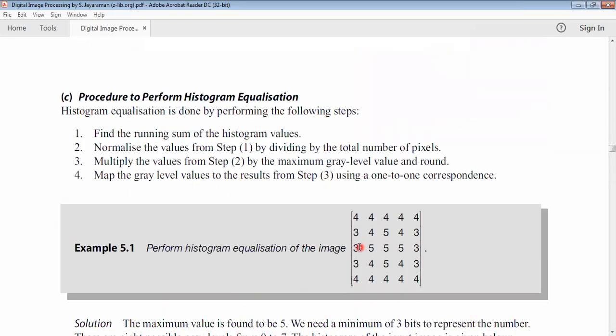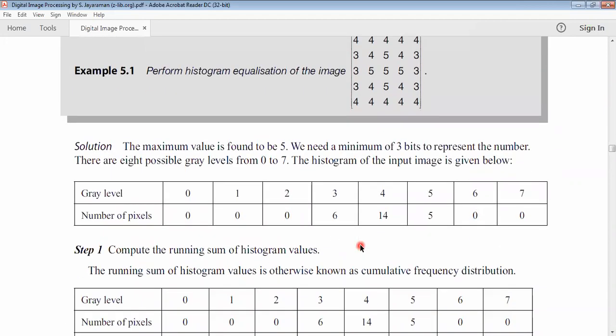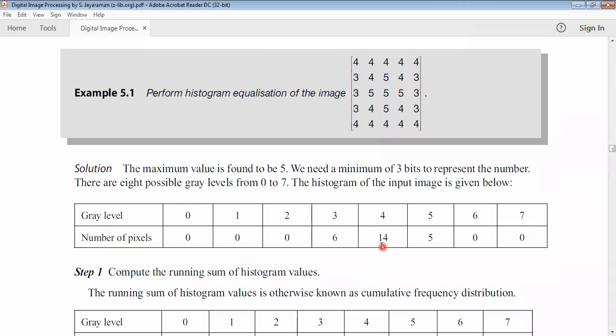Now we see one example, a simple example. Now I perform histogram equalization for this image. So what is the size of this image? Tell me the image size. Anyone, what is the size of the image? 5 by 5. Okay, it is a 5 by 5 image.